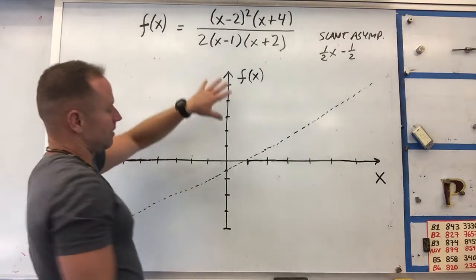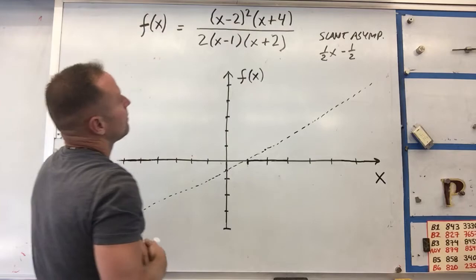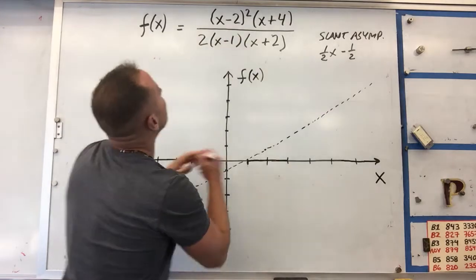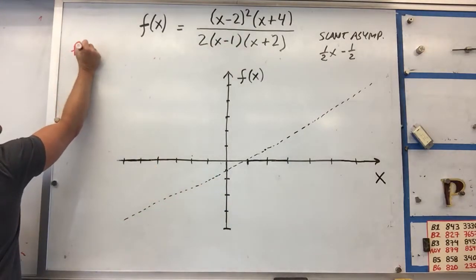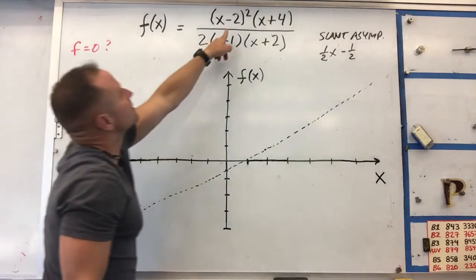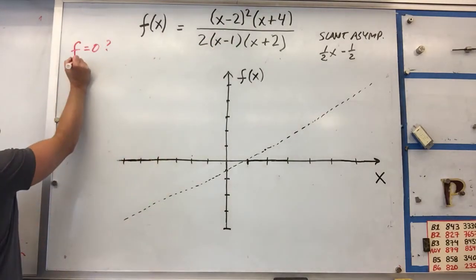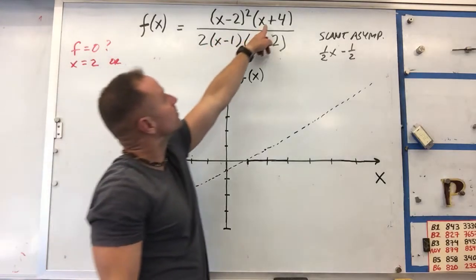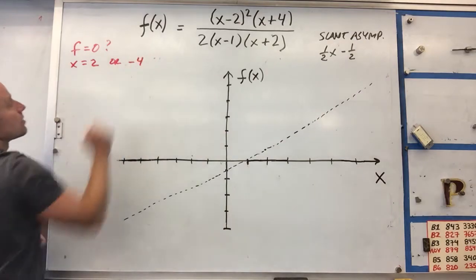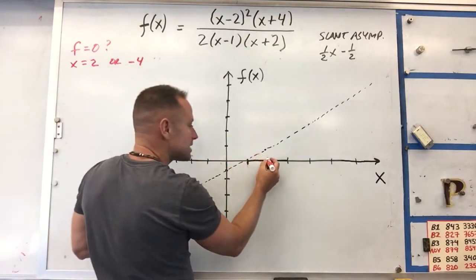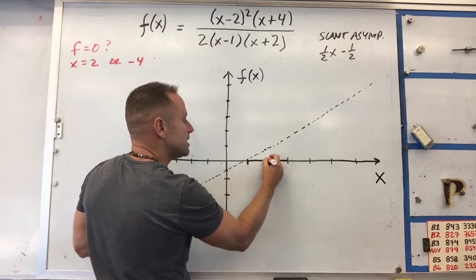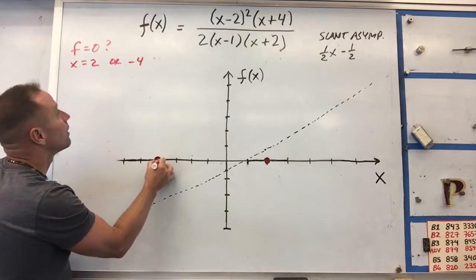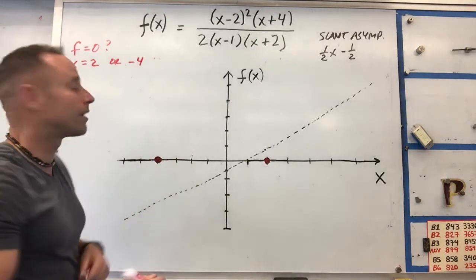One thing we can do to start plotting this is get the zeros. Where does this function go to 0? Well, f equals 0. Where is that? You can see that's when x equals 2, or when x equals minus 4. So let's put those in there. When x gets to be 2, that's going to be a 0 of the function. And when x gets to minus 4, that's going to be a 0 of the function. So we've got that part.